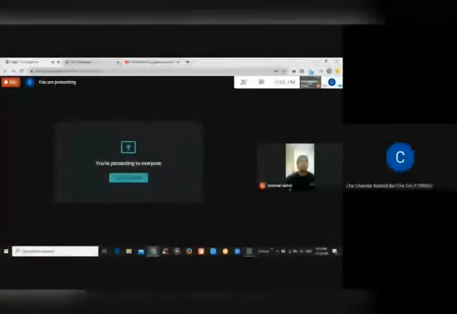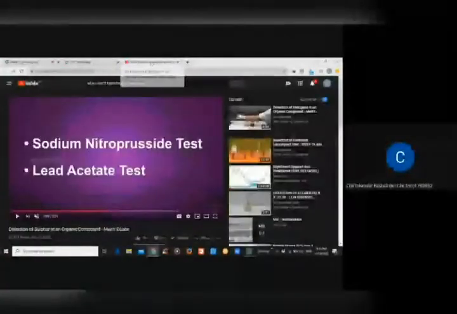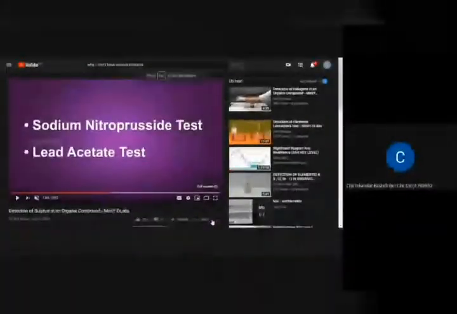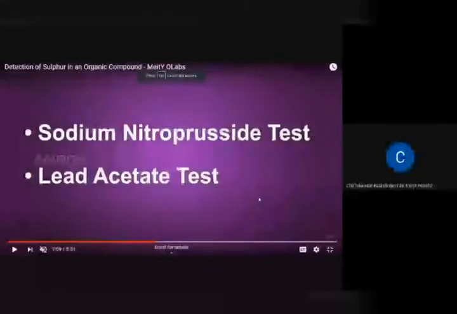I will present about the method of detection of sulfur in an organic compound. So let's proceed to the presentation. The methods used to detect sulfur in an organic compound are the sodium nitroprusside test and the lead acetate test.